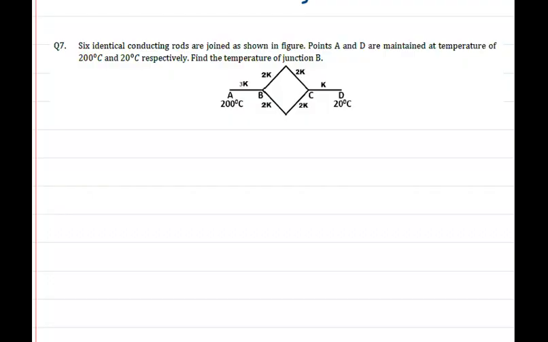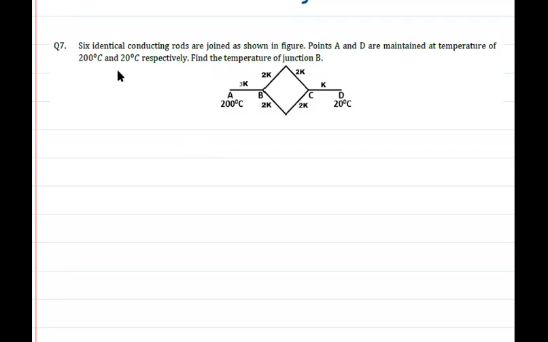Now think about it, right? Let's think about it. Forget about heat current or heat for now. Just think of it as a basic problem based on current electricity. So I can say that these two, this and this, are in series, yes or no? From here to here, we have two rods in series. And here to here, we have two rods in series. Then these two are in parallel, then this is in series. Yes or no? Tell me, yes or no? Yes, right? Okay.